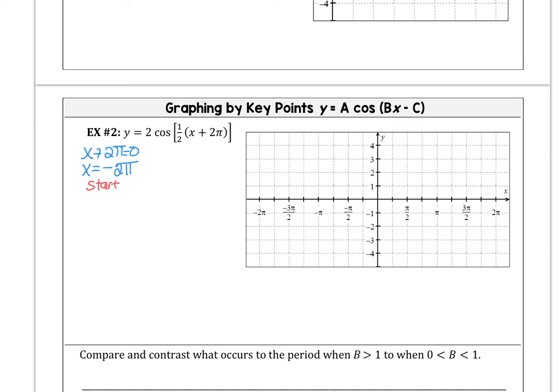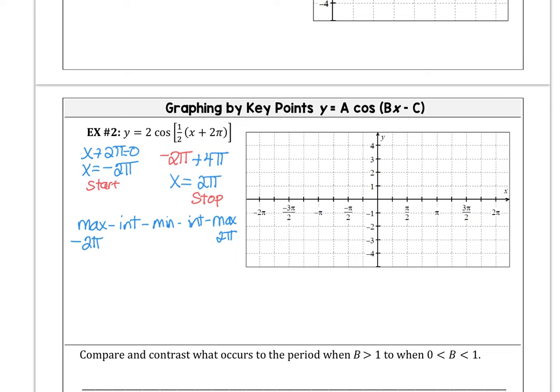So 2 pi over b, our b value is a half. 2 pi over b is 4 pi, so the period is 4 pi long. If we start at negative 2 pi and the period is 4 pi, we're going to stop at 2 pi. This is our stopping spot. So already you know that your graph is going to go maximum, intercept, minimum, intercept, maximum, and we're going to start at negative 2 pi and we're going to stop at 2 pi.